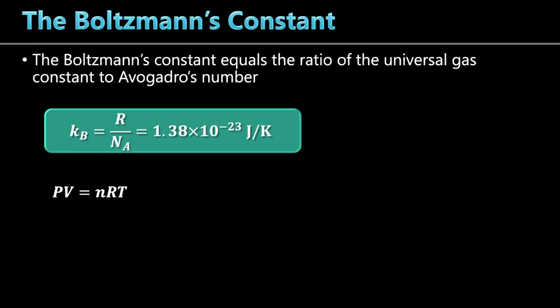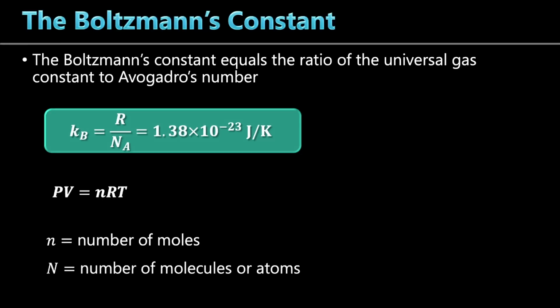Okay. Now, here, n represents the number of moles, right? However, what if instead of the number of moles, we're given the number of atoms, or the number of molecules, which is capital letter N? How do we get the number of moles if we are given the number of molecules or the number of atoms? It's easy. Just divide the capital letter N by Avogadro's number. So that means when we divide N by Avogadro's number, we get small letter n, which is the number of moles. Yes.